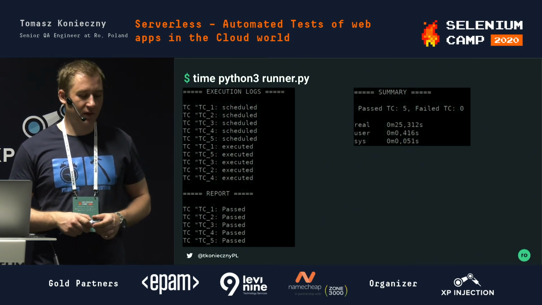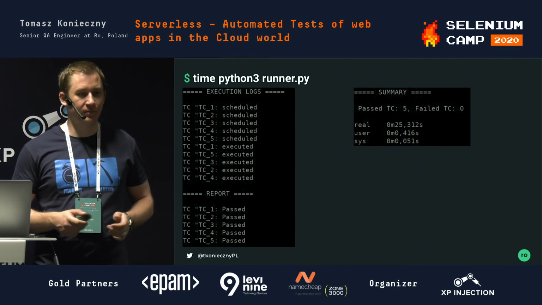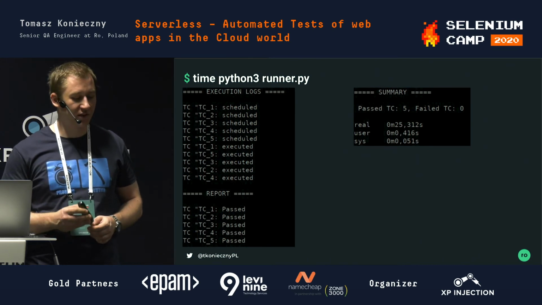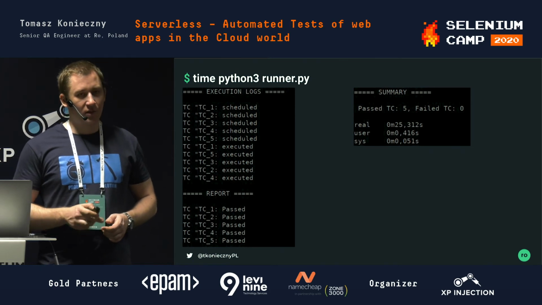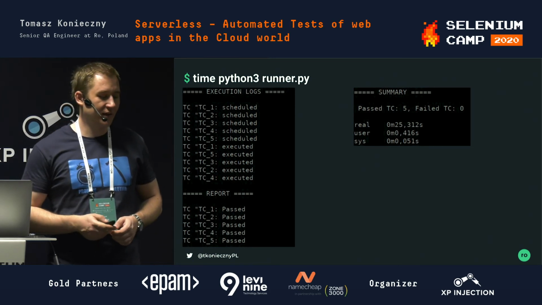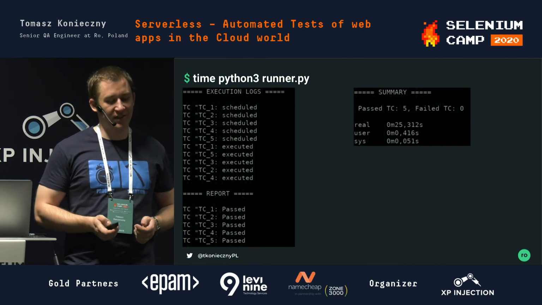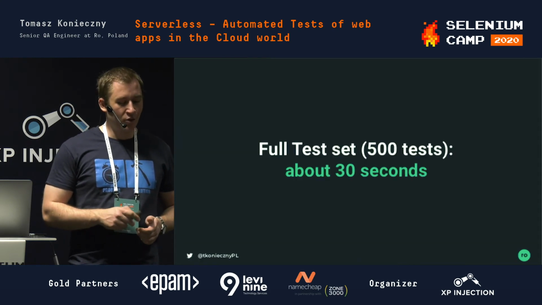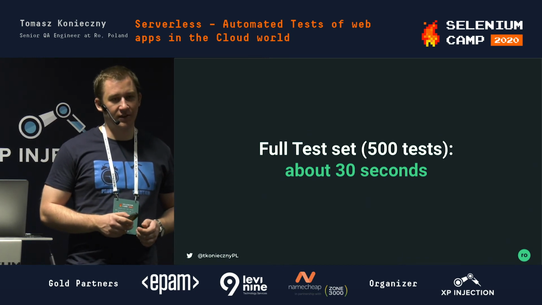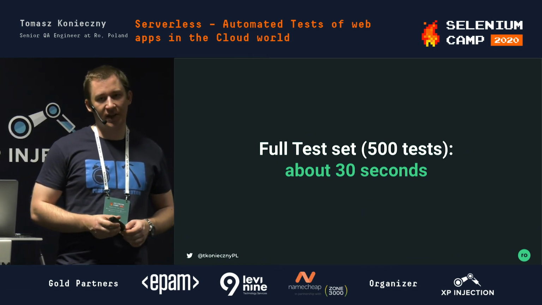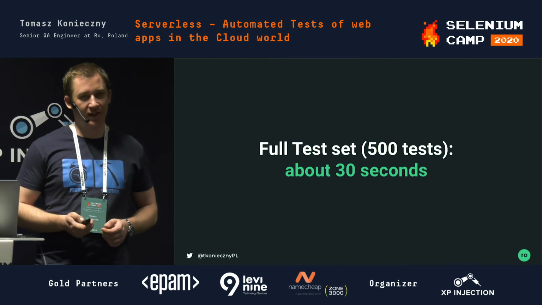So instead of 20 seconds multiplied by 5, we have 25 seconds here. It's a bit better. But what about the full test set? I told you that we have about 500 tests, and then I ran it. Well, execution of 500 test cases took about 30 seconds. So we reduced execution time from almost 3 hours to about 30 seconds.